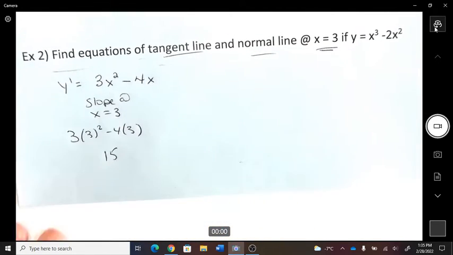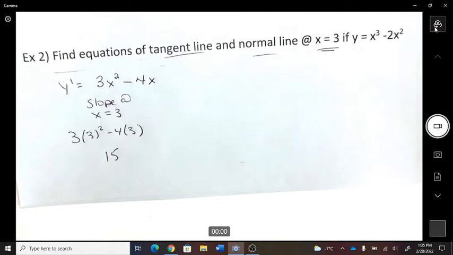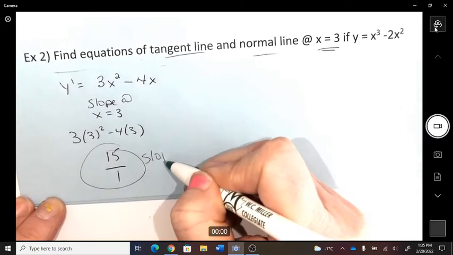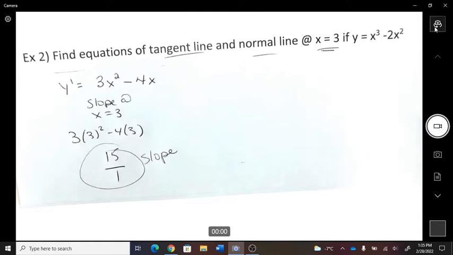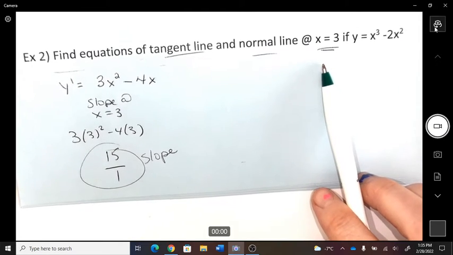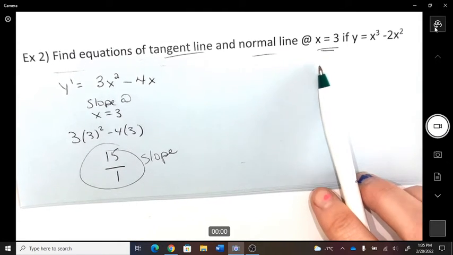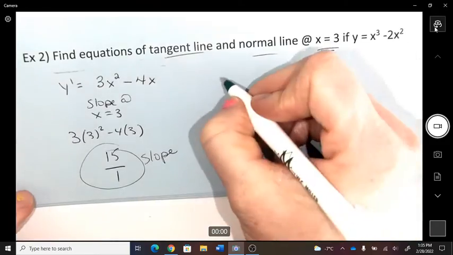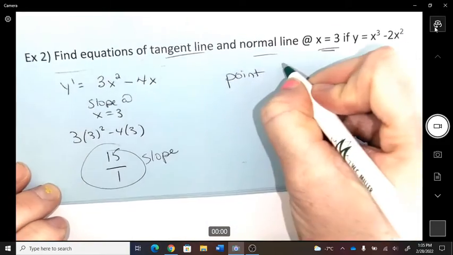Okay, I got 15. I'm just going to write it over 1 to make everything easy because we know that we'll be working with a rise and a run. Okay, so I have a slope, but something is going on. I don't quite have a point, right? I only have the x coordinate. So I would like a point.